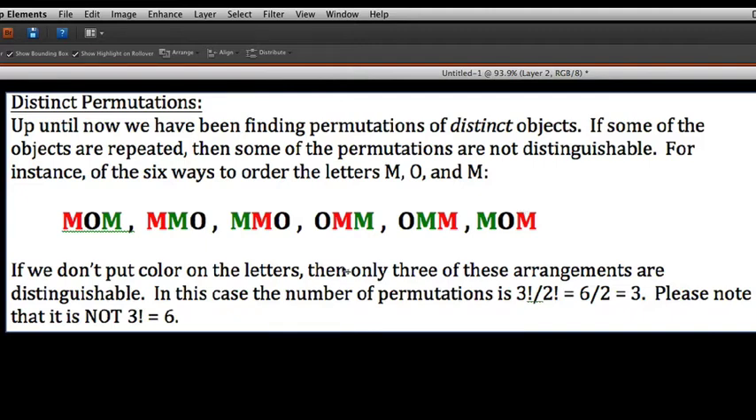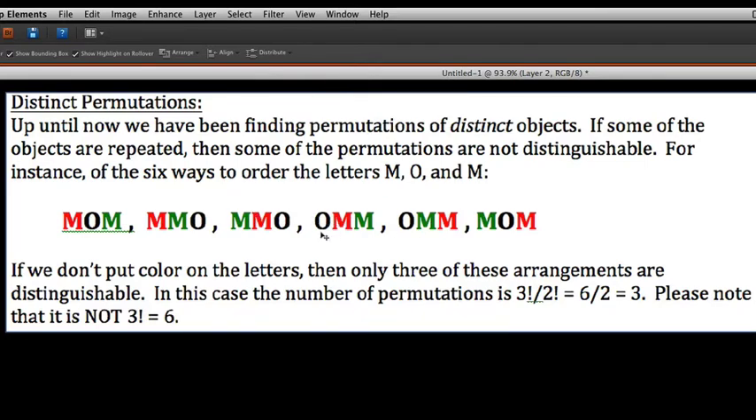Let's assume that every letter in the word mom has a color, okay? So like O is black, one of the M's is red, another of the M's is green. But you can see that there are actually 6 different ways to list these letters here, where the red M comes first, or the green M comes first in 2 of them, and the black O comes first in 2 of them.